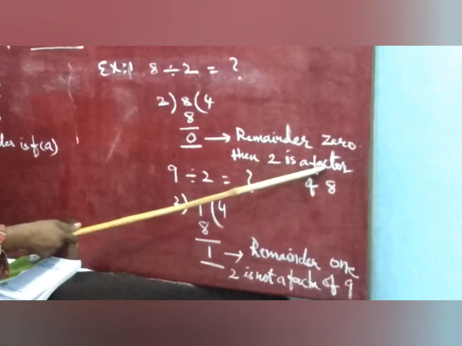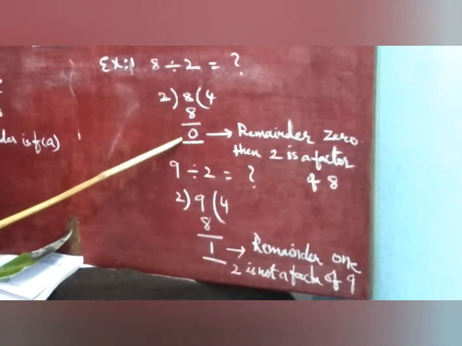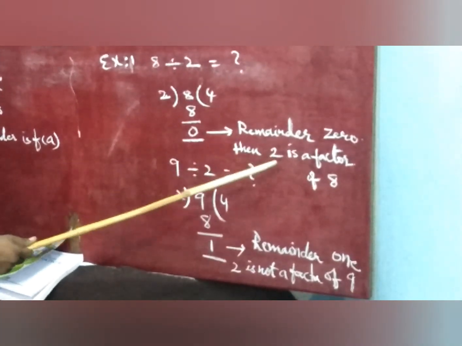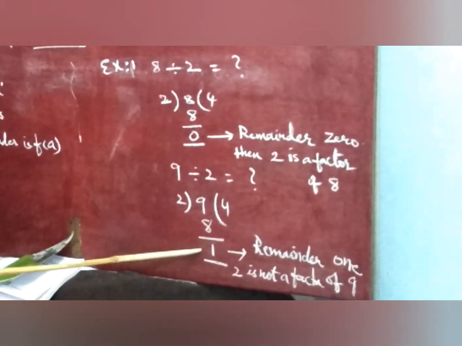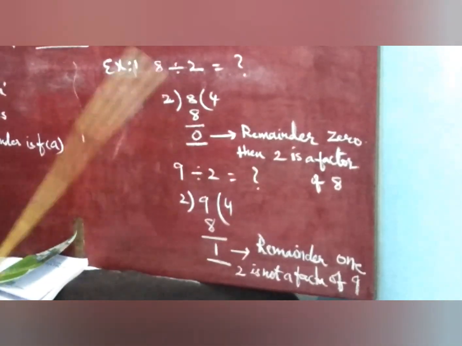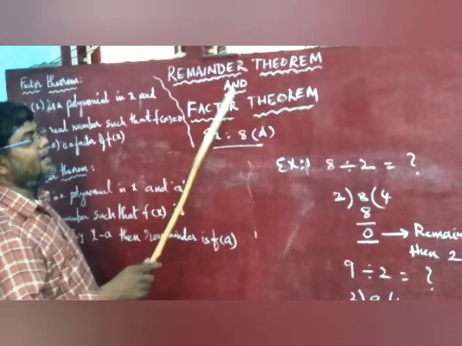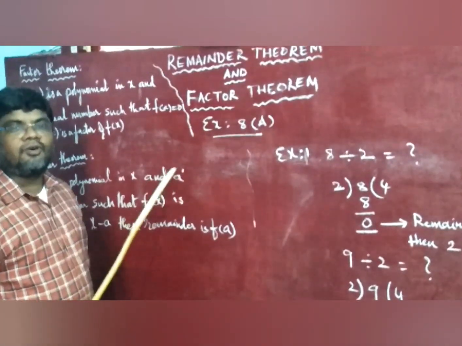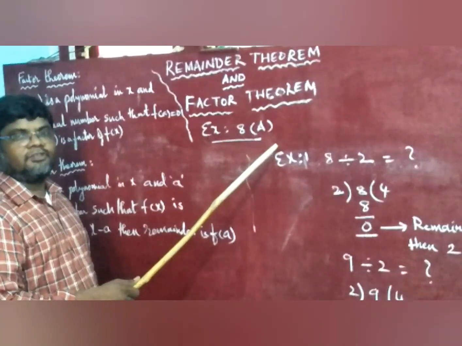This is factor theorem. If it is a factor and we get a remainder 0, then we call it factor theorem. If the remainder is other than 0, then we call it remainder, and this is remainder theorem. So, today's chapter is remainder theorem and factor theorem. We are going to do the problems from exercise 8a onwards.